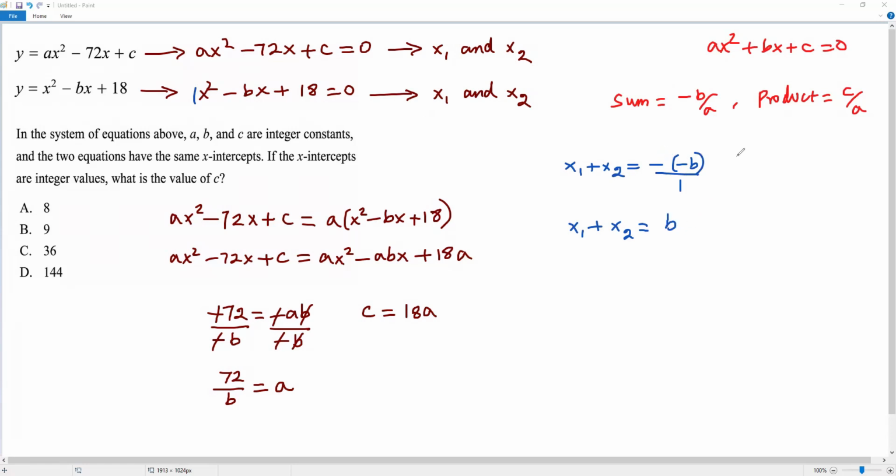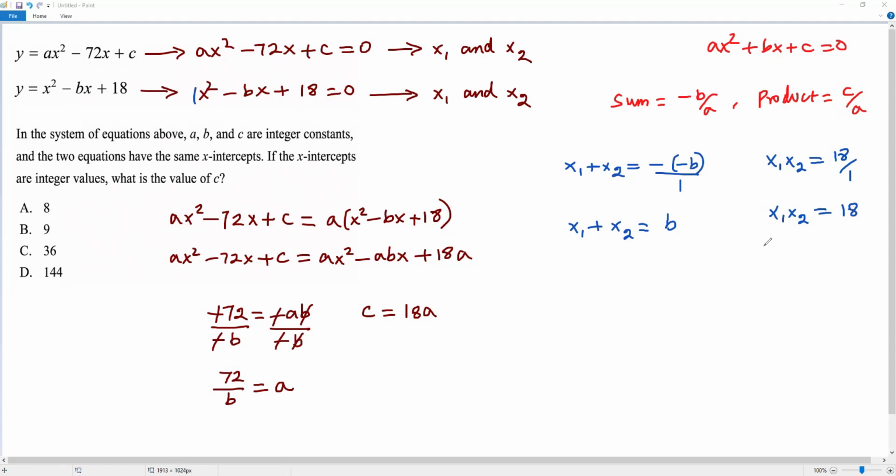Now let's get the product of the two solutions x1 and x2. Then we have x1 times x2 equals c over a. That is, we have to divide the constant 18 by the coefficient of x squared, 1. Then we have 18 over 1. We have x1 times x2 equals 18 over 1, which is 18.